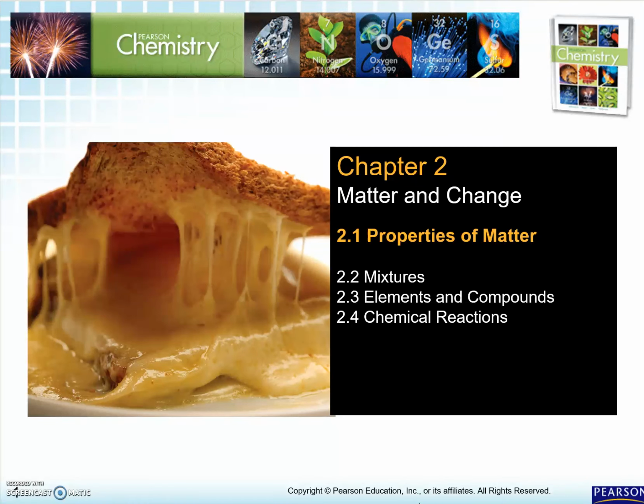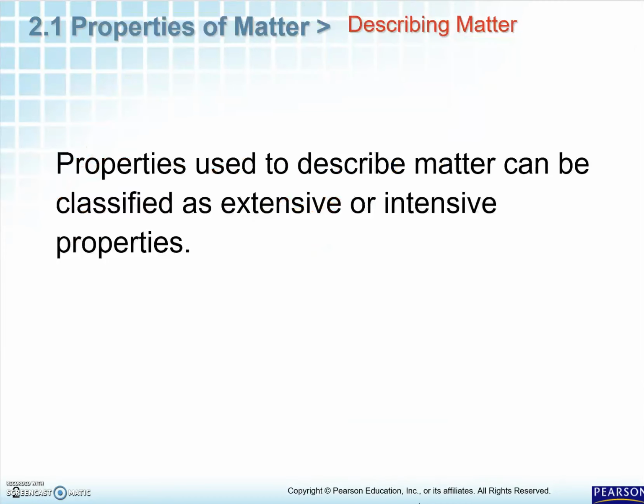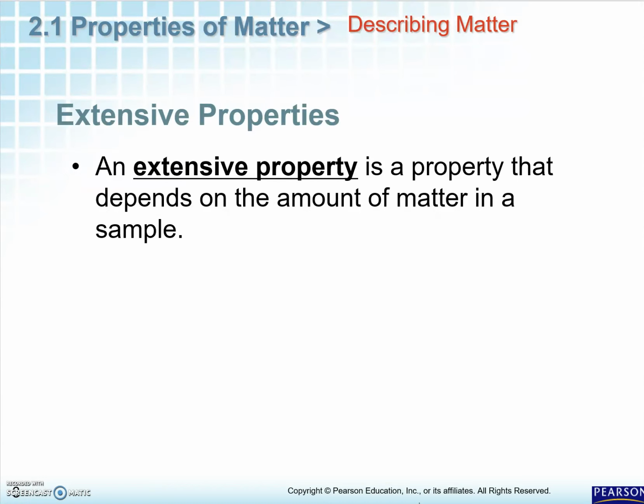Hi everyone, so today we're going to be doing Chapter 2, Section 1, Properties of Matter. So properties can be described as either extensive or intensive. Extensive properties depend on the amount of matter in the sample.